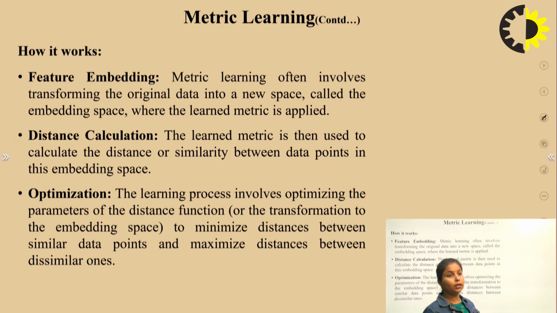How does metric learning work? First, we apply feature embedding. Metric learning often involves transforming the original data into a new space called the embedding space, where the learned metric is applied. The second step is distance calculation. After learning, the metric is used to calculate the distance or similarity between data points in the embedding space. Next is optimization. The learning process involves optimizing the parameters of the function, minimizing the distance between similar data and maximizing the distance between dissimilar data.